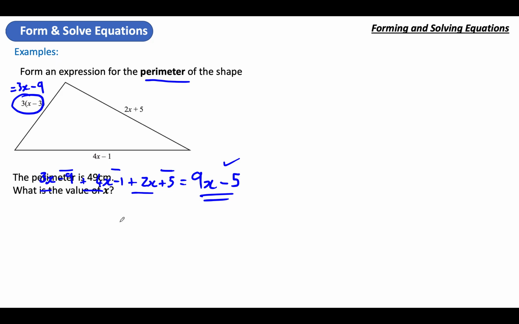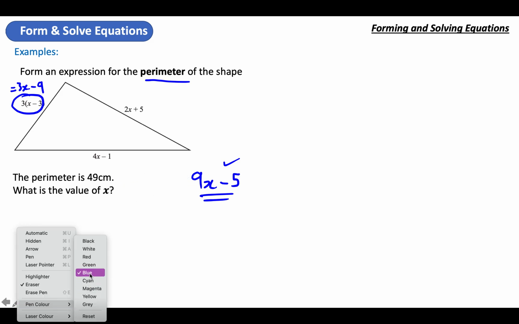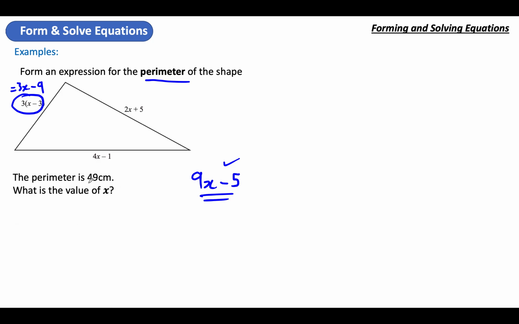Then, new bit of information. Oh, let's wipe off some of what I've just written there, because that's a bit annoying. So I've got my expression by adding up the three sides. Now it tells me, new bit of information, this is equal to 49, because the perimeter is actually 49. So write your equation. 9x minus 5 equals 49, and then solve.